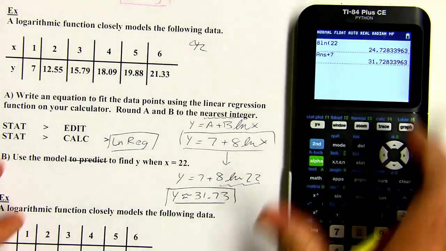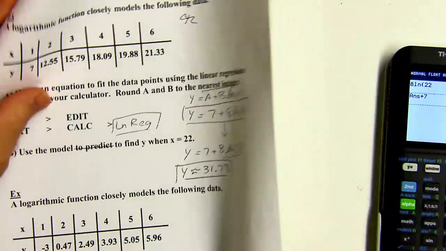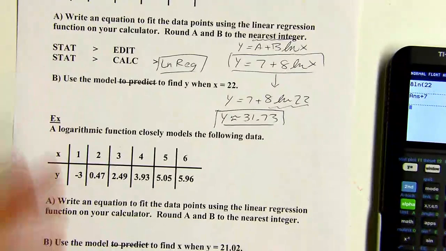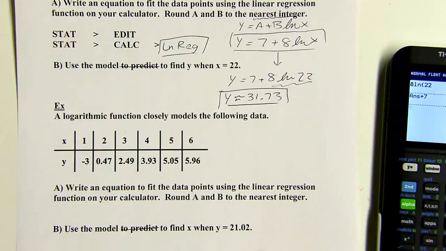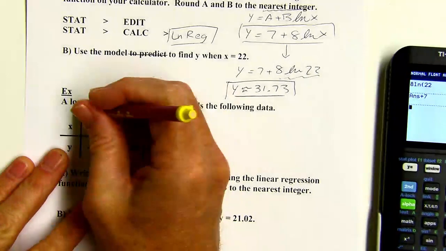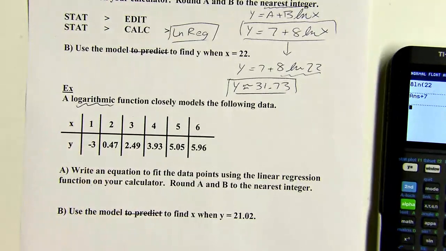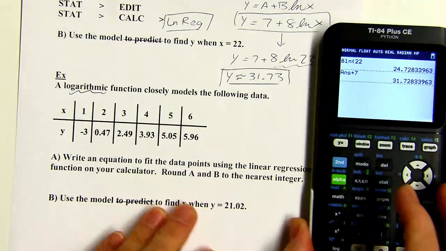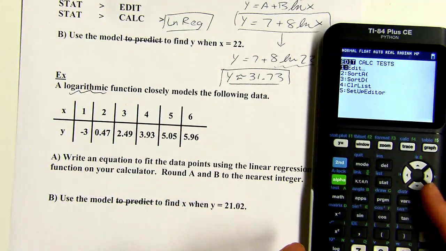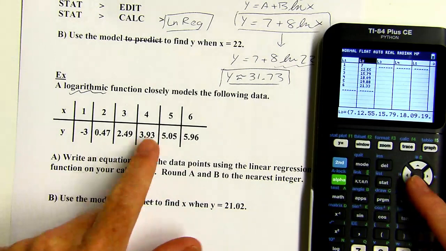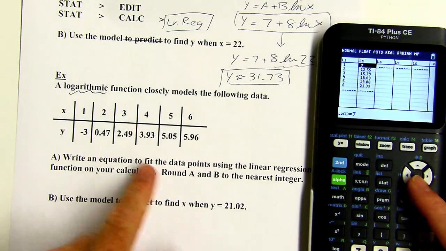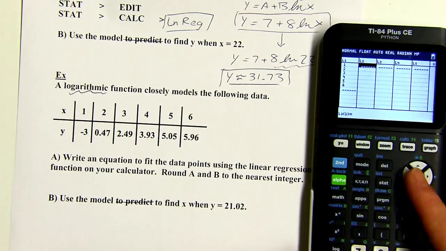All right, let's try another. Okay. Telling us again, hey, we're going to use a log regression, so I'm going to use natural log regression. Let's input this data table. Stat, edit. I got the same x's, so I'll just leave those be, but I'll clear out my y's.